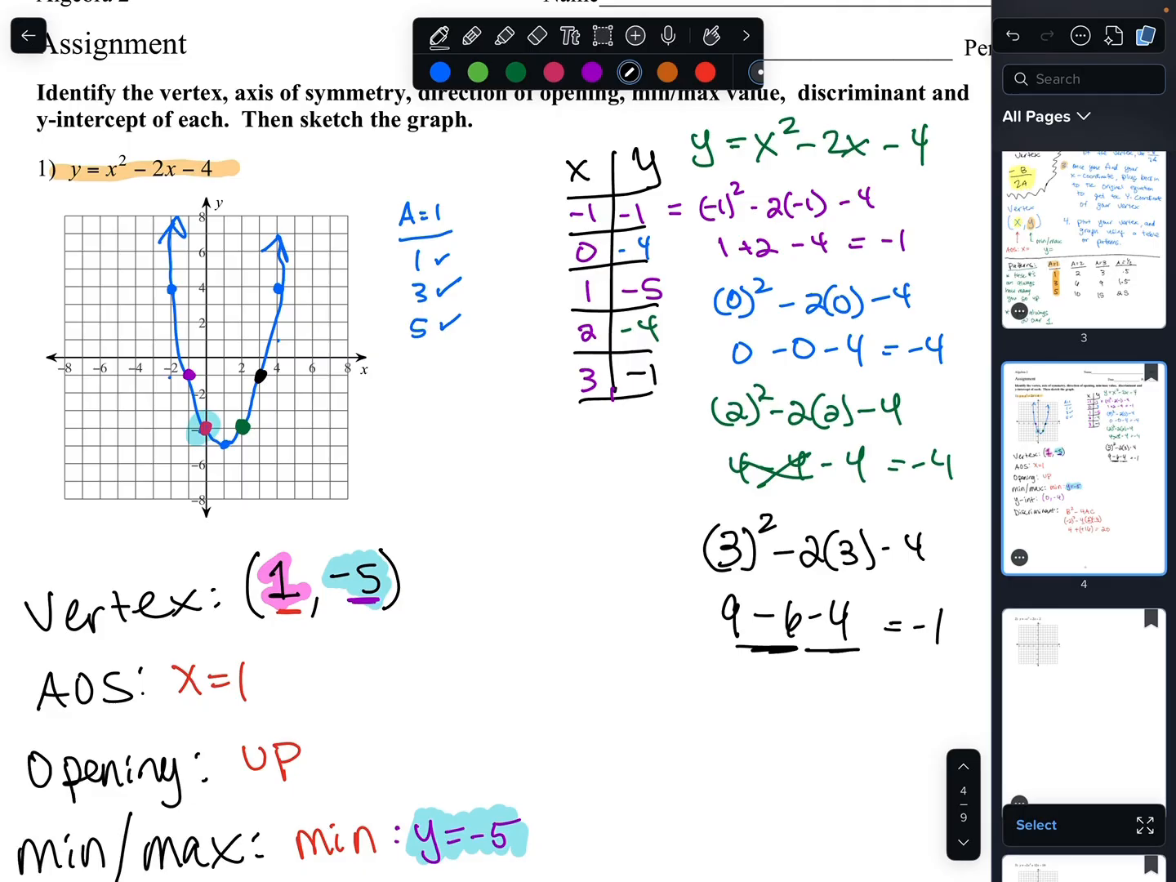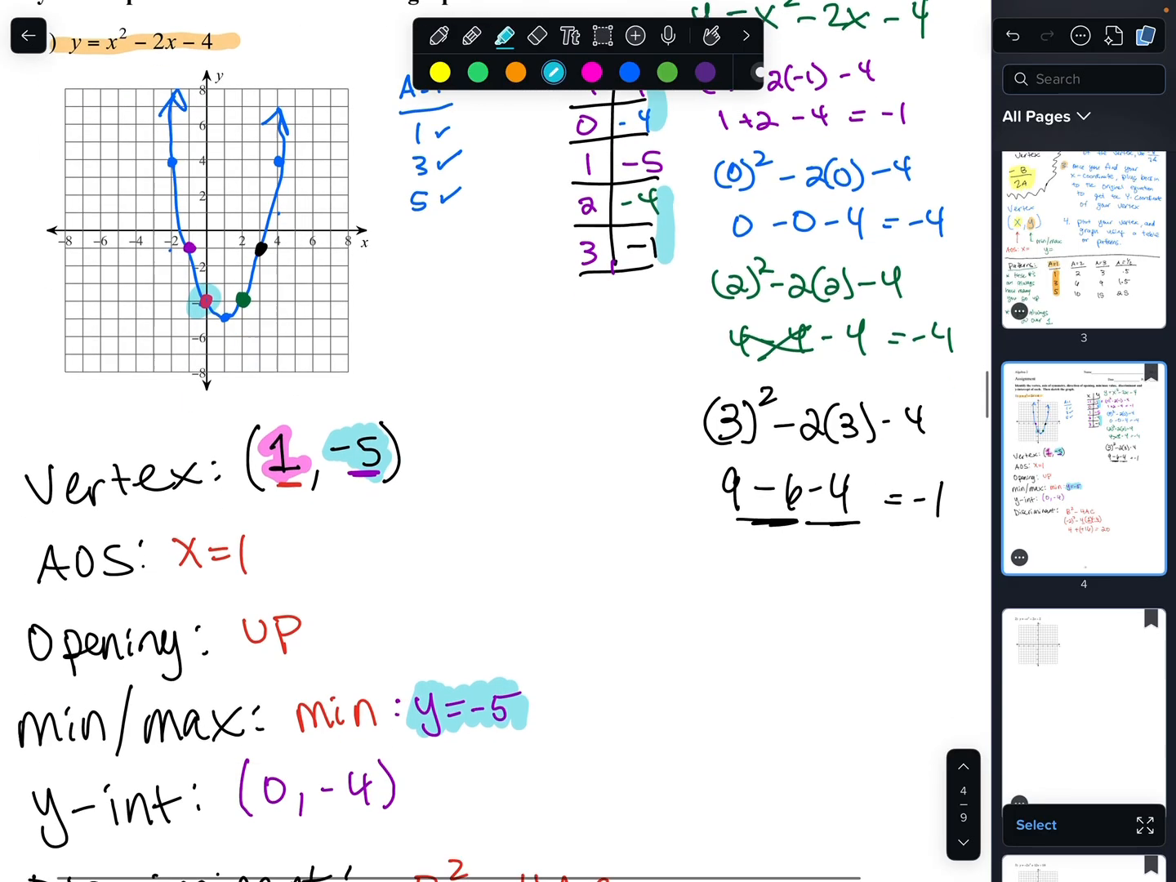And I also want to point out that these will mirror these if you do them correctly after you've labeled your vertex. Okay? So that's how this works with the table. This is the only question I'll do with the table. The rest of them, I'm going to do with the patterns. All right? So we're going to keep going.